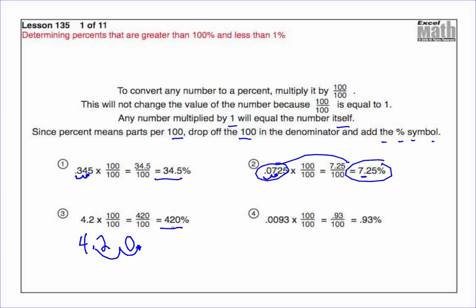That's impossible to get if you're doing a test or something, of course, but you can do that in other situations. Here's another one. Decimal point here, move it over 2 spots. So the answer is 0.93%. That's less than 1% because 0.93 means 93 hundredths. This is 93 hundredths of 1%, less than 1%.